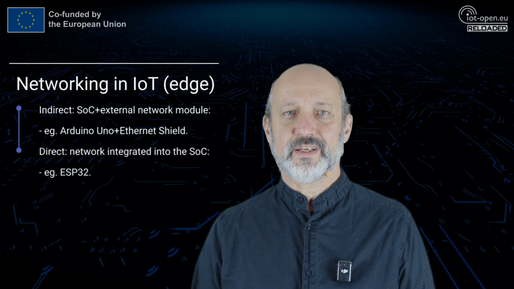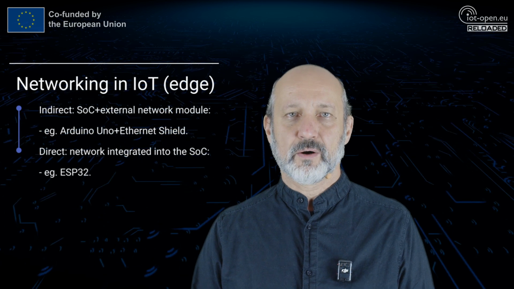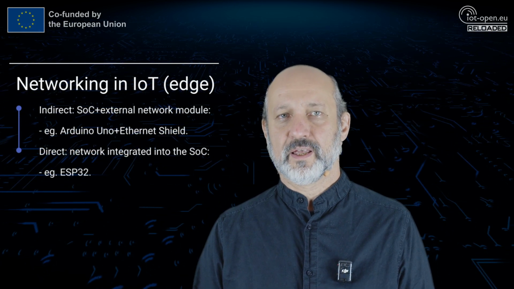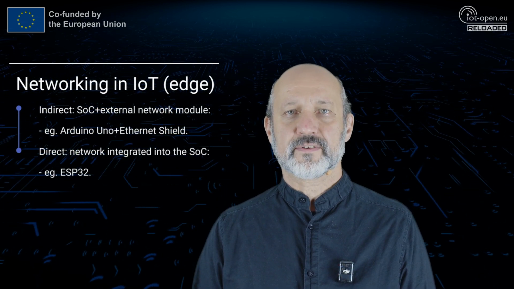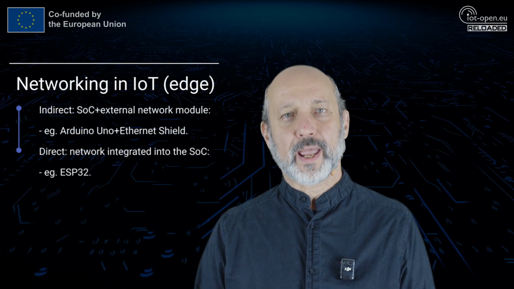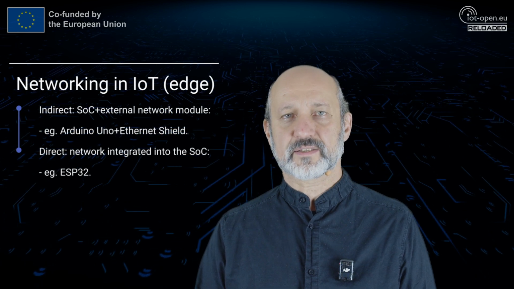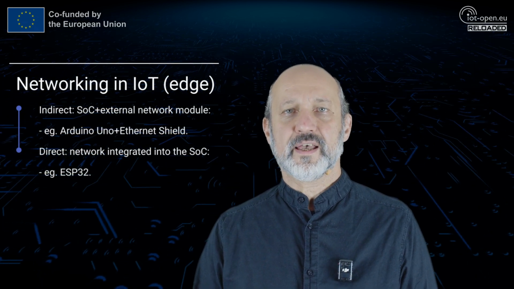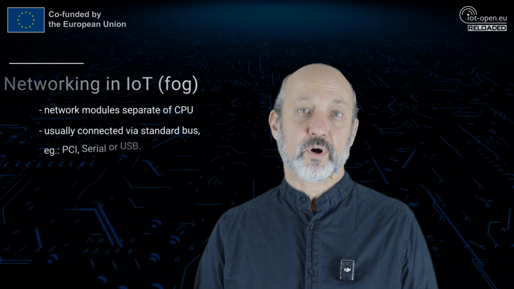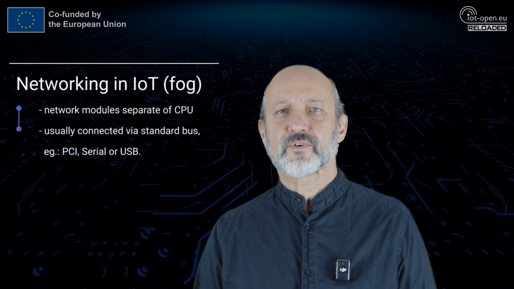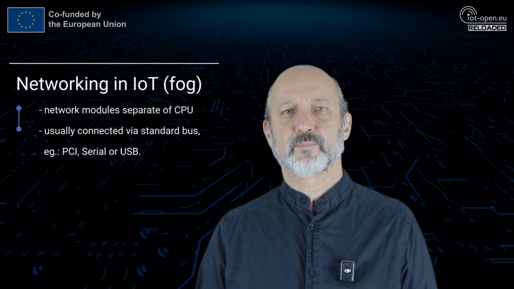This can be achieved indirectly by extending the base version of the embedded system-on-chip with a network communication module. An example of an edge-class device is an Arduino Uno with an Ethernet networking shield. Another way is to integrate networking units into the system-on-chip itself, like in Espressif, Nordic Semiconductors, STM or Texas Instruments, and also other solutions.